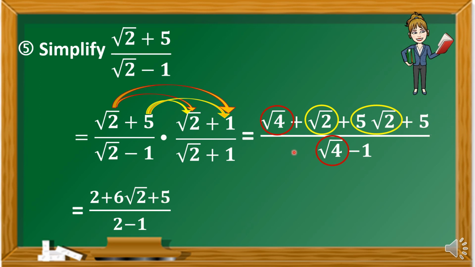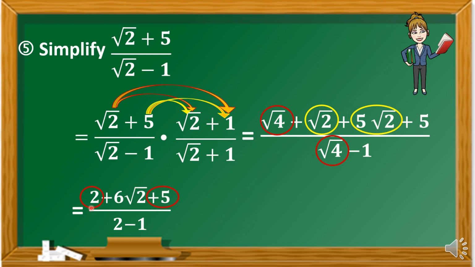naging ganito. Then, proceed to the denominator. So, square root of 4 will become 2, and then minus 1. So, simplify po ulit kung meron pang i-simplify dito sa ating solution. So, magiging ano yung like terms natin dito sa numerator? So, 2, positive 2, and then positive 5. So, like terms natin yan. Next, ito yung denominator. So, 2 minus 1.